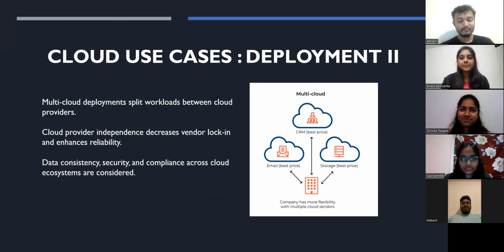So coming to deployment 2, we have multiple deployments, splitting workloads between cloud providers, and we have multiple clouds. Here we have email, storage, and CRM as individual services, but the company has more flexibility with multiple cloud vendors. Vendor independence decreases vendor lock-in and enhances reliability. Data consistency, security, and compliance across cloud ecosystems are considered.